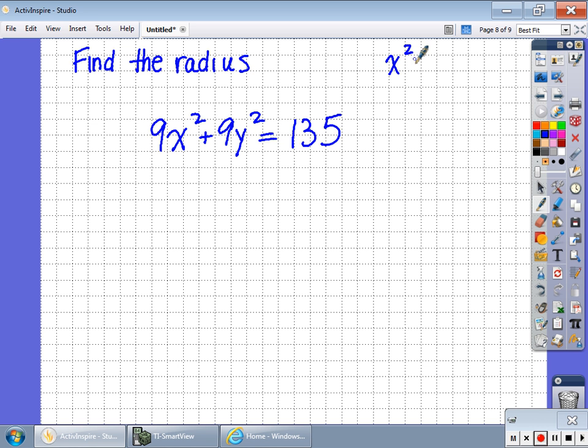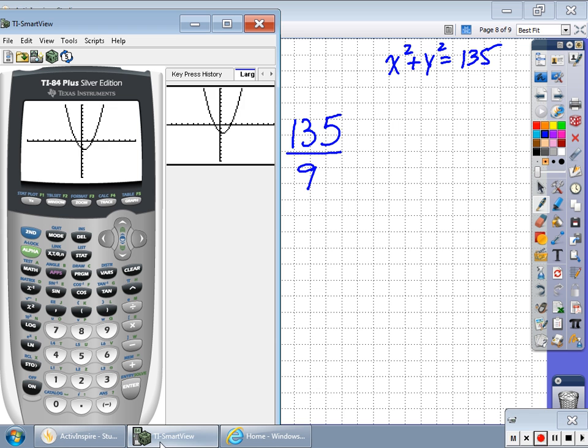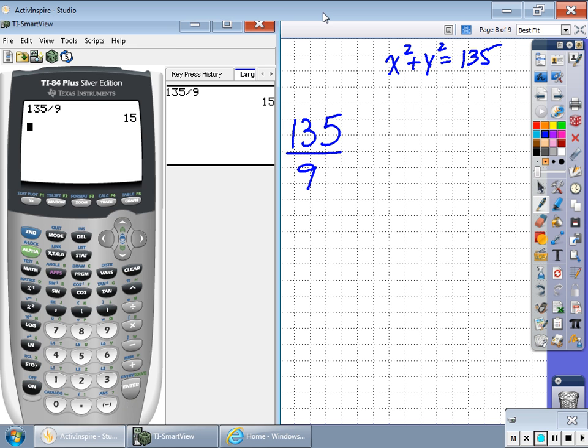Our standard form says x squared plus y squared equals r squared. So what I need to do is divide each side of this equation by the coefficient of the x squared and the y squared. So we'll divide this side by 9, that side by 9. 9 over 9 and 9 over 9. All we're going to be left with here is the x squared plus y squared. That's a good thing. I don't know if 135 is divisible by 9. We can check. 135 divided by 9, and that is equal to 15.